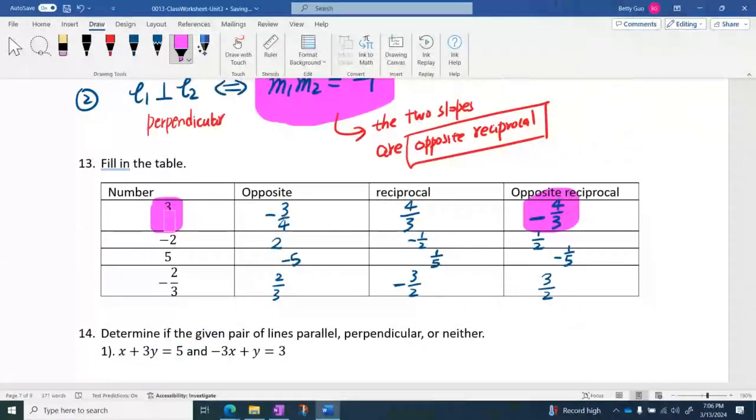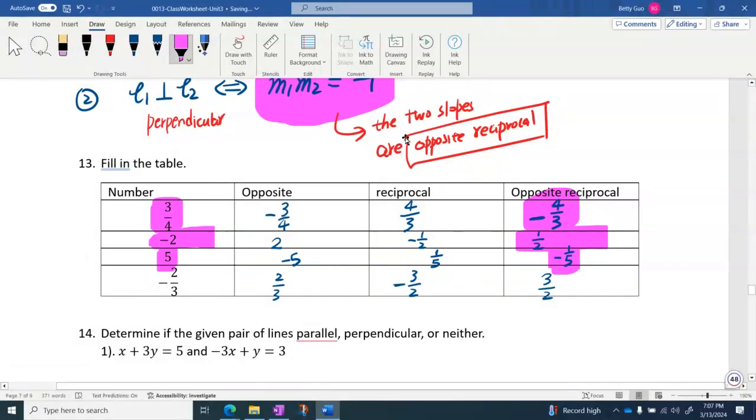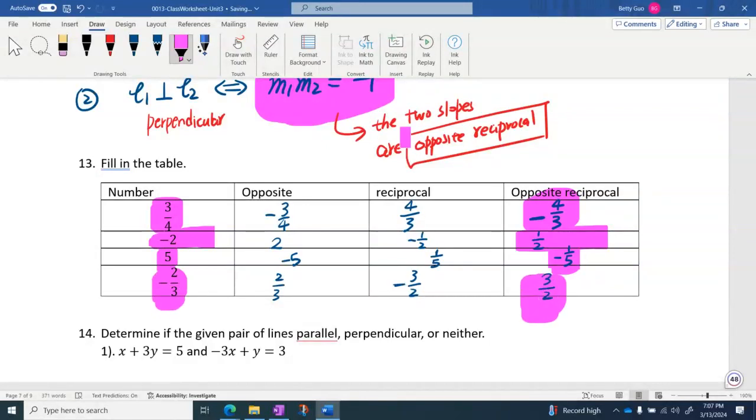And if you multiply -2 with its opposite reciprocal, what do you have? You multiply -2 with half. Yeah, -2 times positive half. Would you still get a -1? If you multiply 5 with its opposite reciprocal, -1 over 5, you should get a -1 again. If you multiply -2 over 3 with its opposite reciprocal, you got a -1 again.